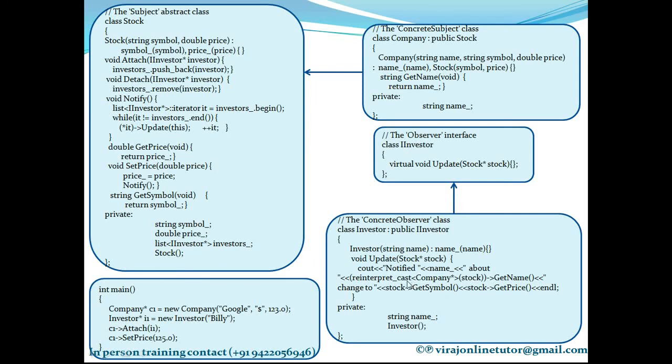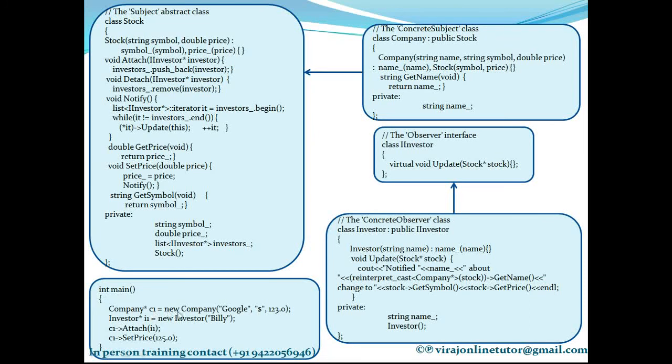So what is this update doing? It just prints on the screen saying notified so and so about so and so company stock, its price has changed to so and so. It will just print on the screen saying I am notified that stock of so and so company has changed from so and so price to so and so price. As simple as that.